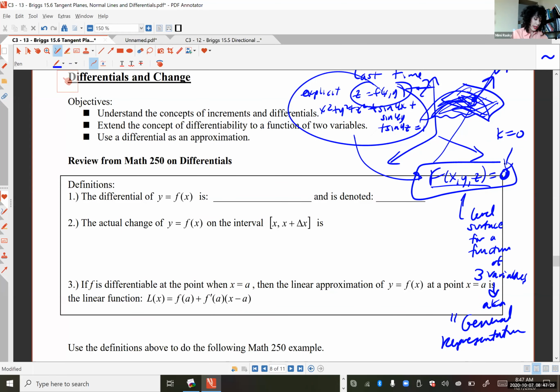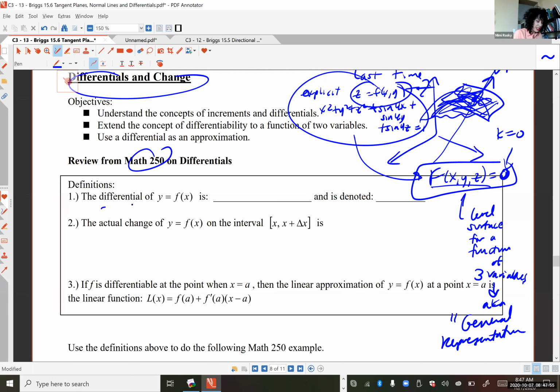Okay? So now it's going to look like we're taking a slightly different turn here, but it's really just a continuation of the tangent plane discussion with differentials and change. Excuse me. Let's do some Math 250 review, because I have a feeling a lot of you forgot what differentials were used for and how to do a Math 250 problem. So this is my gift to you. You're welcome.